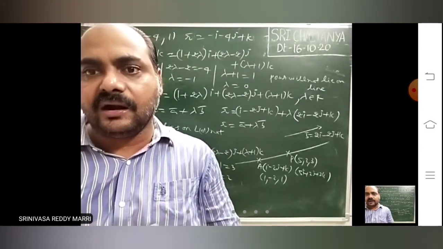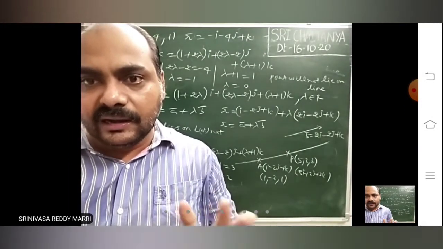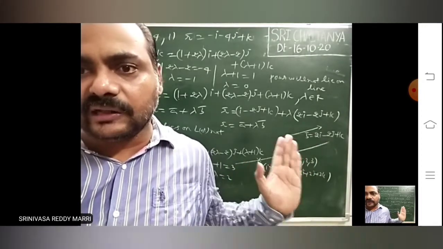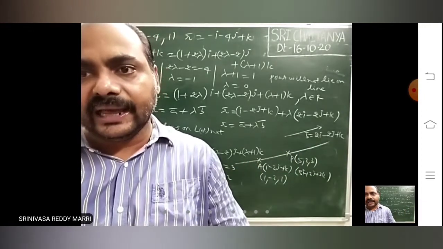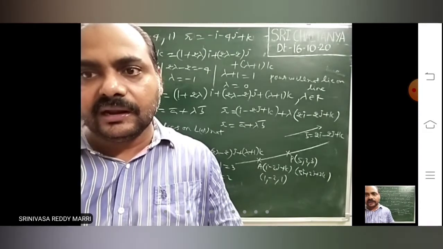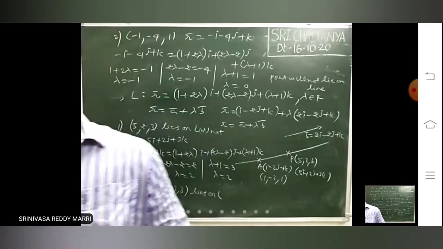Like that, in a three-dimensional line, whether a point lies or not, you take that point as r bar and then calculate that variable. If all the three are equal, the point lies. If all the three are not equal, the point will not lie.